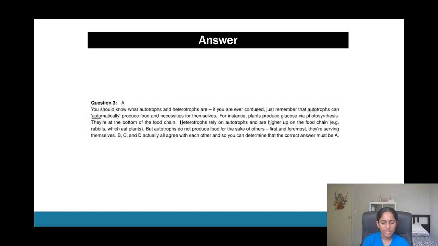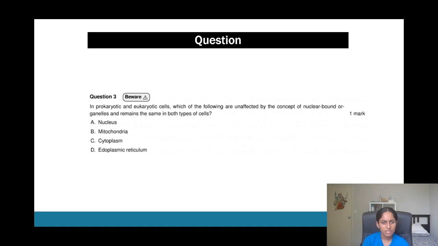This does not look like the correct answer option. One sec. Right, let's go through this together. All of these, except the cytoplasm, are nuclear bound, because all these have specific structures, whereas cytoplasm is literally just fluid.